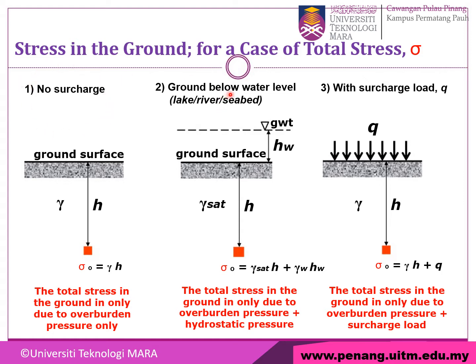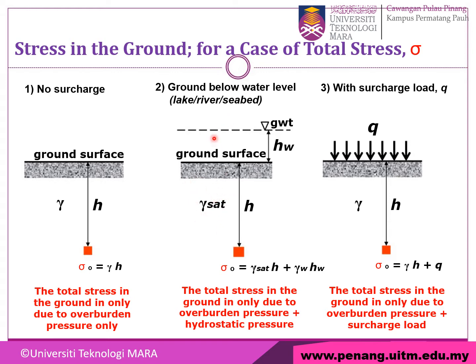For the case of ground below water level, for example, a lake, river, or seabed, okay, we have the groundwater table, or water at the top. And then we have the ground surface. So, how to determine the total stress in the ground due to overburden pressure and hydrostatic pressure? So, first, look at this. This one is the pressure that we want to know, the total stress. Okay, first you have to know the depth from the ground surface to the point where we want to know the total stress.